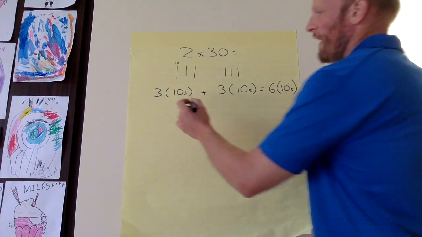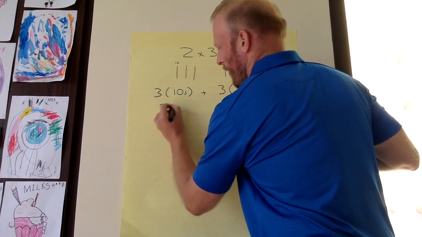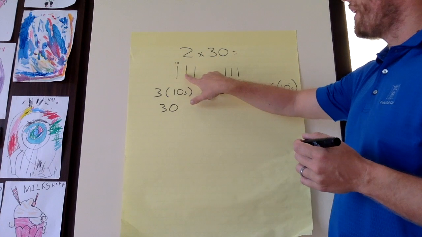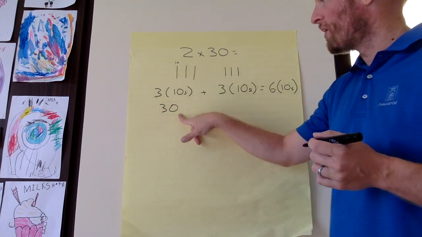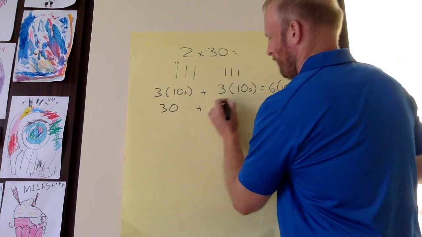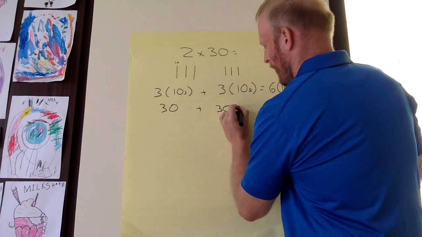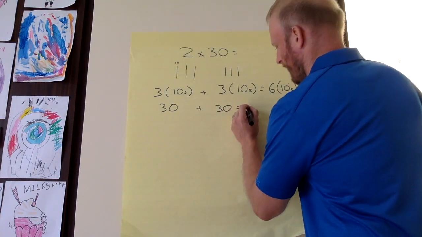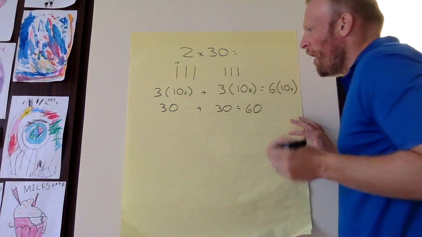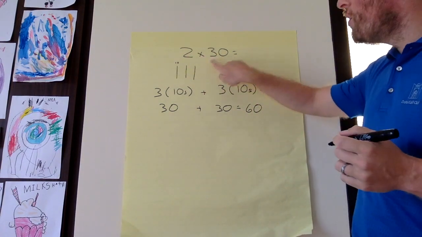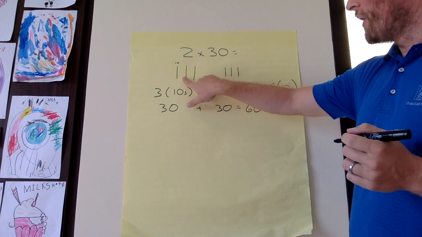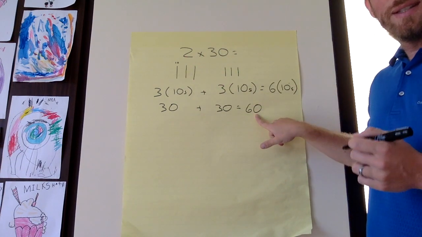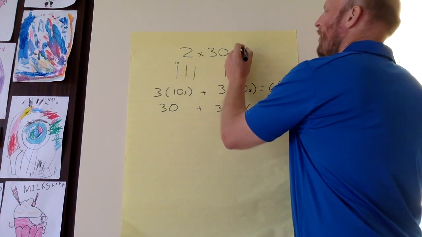And another way to write that, third graders, again, is this, right? 30, because another name for 3 10s, 10, 20, 30, another name for 3 10s is 30, plus 3 10s, which is 30, equals, what's another name for 6 10s? Bingo, 60. Okay? So we know now that 2 equal groups of 30, so 2 times 30, equals 60. So 2 equal groups of 30 equals 60.